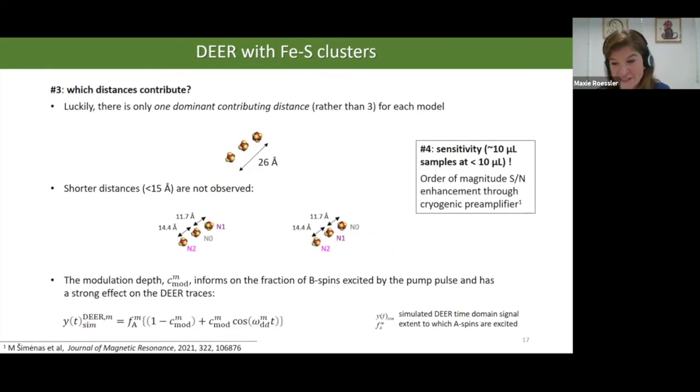And last but not least, a major issue for us here is signal to noise, as we are working with 10 microliter samples with less than 10 micromolar, plus the orientation selection I mentioned, which means you're exciting even fewer spins. So that's a real challenge for sensitivity. We were lucky to work in collaboration with John Morton's group at UCL to enhance the signal to noise by more than an order of magnitude by using cryogenic preamplifiers. This is also something that's going to be coming to PEPR, which I'm very excited about. And that's not unique to DEER. In this joint paper, we have shown a nice application to hyperfine spectroscopy with respiratory complex 1.